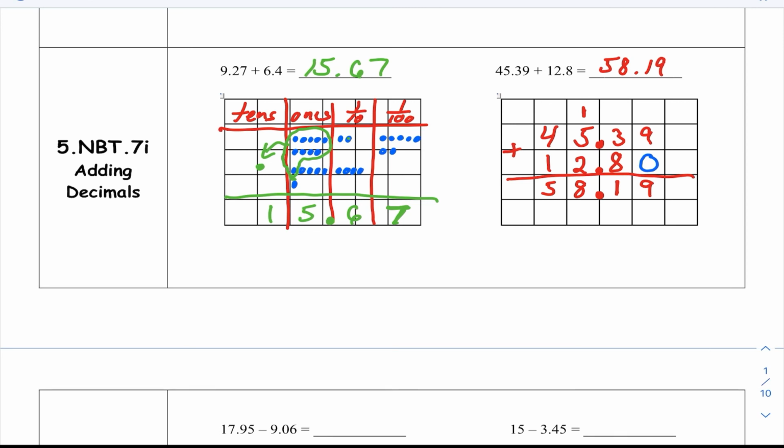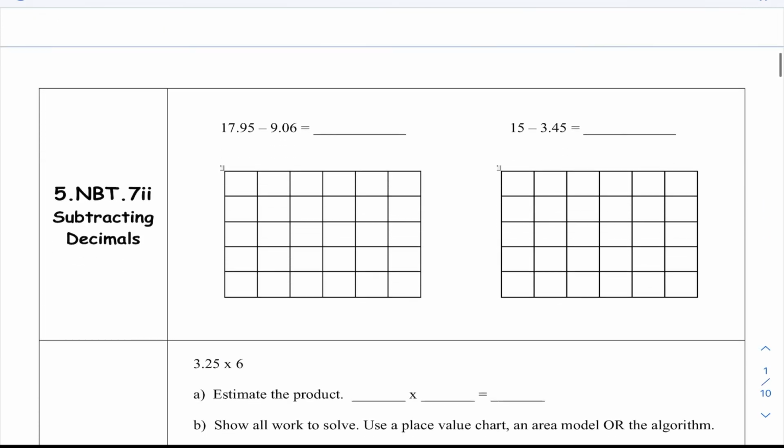Okay, 5.MBT.7, subtracting decimals. So in the first problem, we have 17 and 95 hundredths minus 9 and 6 hundredths. So I'm going to use a place value strategy for this one. So I have tens, ones, tenths, and hundredths. And I'm writing those in fractional form just to save a little bit of space there.